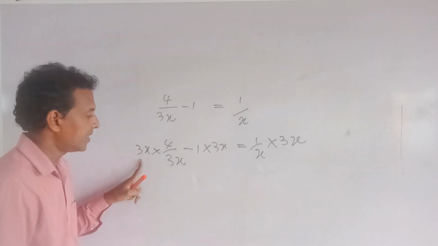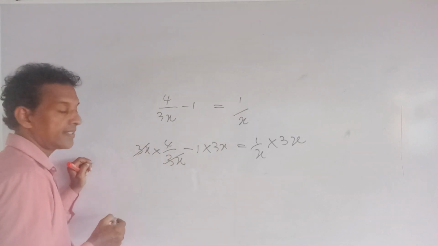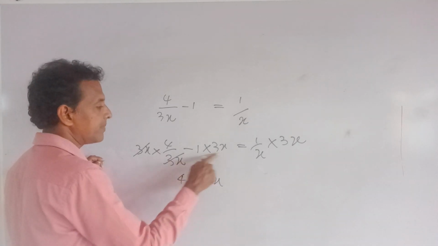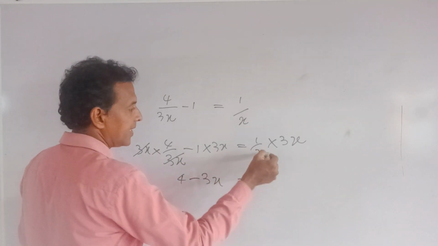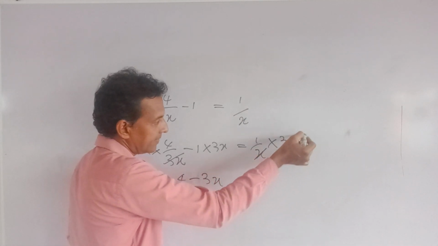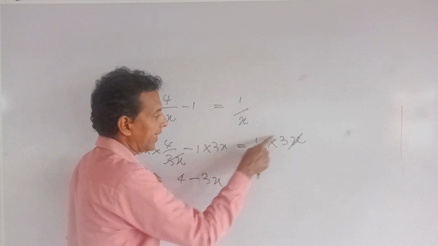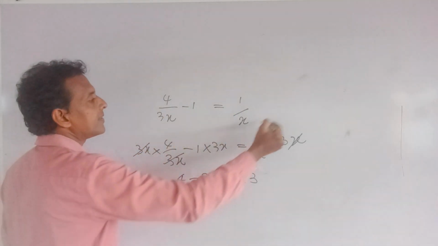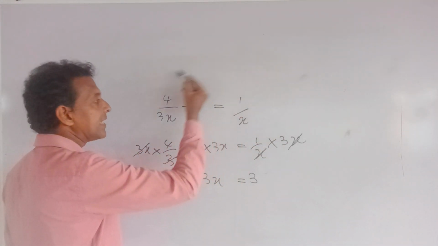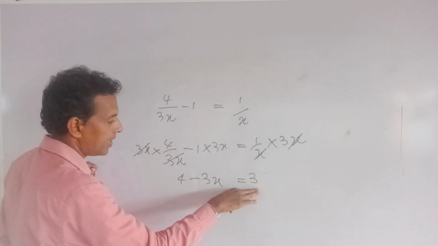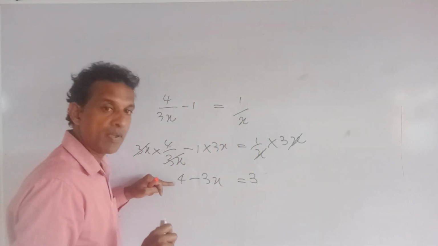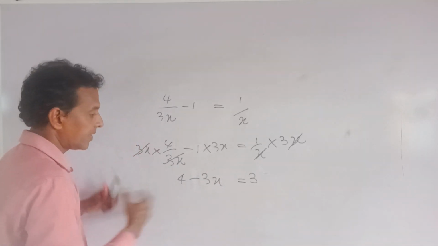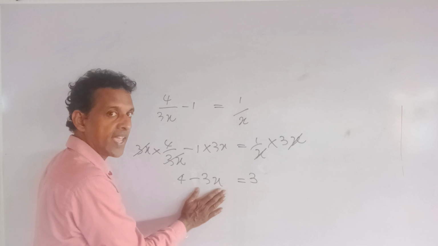Okay. 3x gets cancelled. I have 4 minus 3x, 1 times 3x is 3x, equals, here only x gets cancelled. So I have 1 times 3 is 3. See, this looked complicated, which is actually not complicated, which seems hard, became a simple, familiar type of equation. Now what to do? Now we can go for the operations we have.